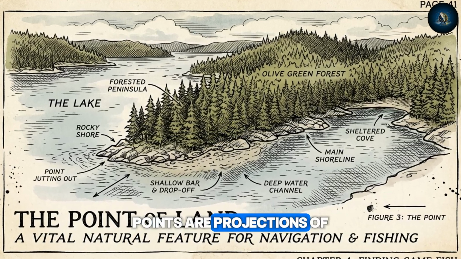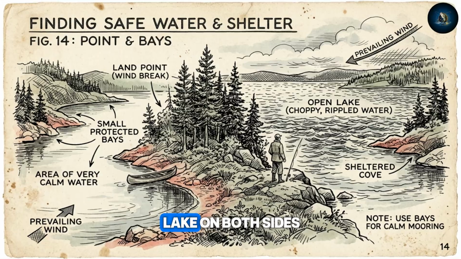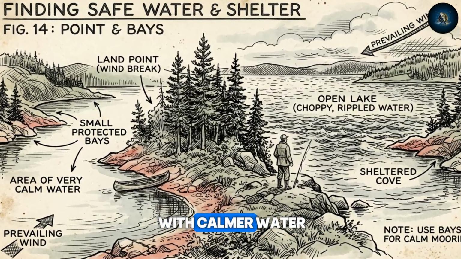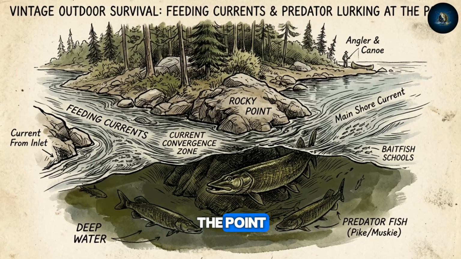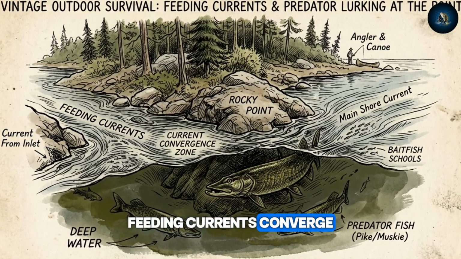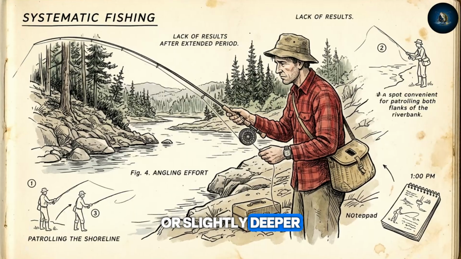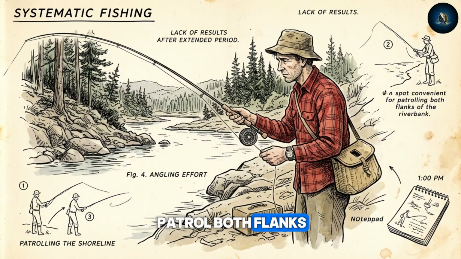Points are projections of the shore that jut into the lake. On both sides of the point, small bays form, places with calmer water. From both sides of the point, feeding currents converge. Predators often hold right at the tip of the point or slightly deeper. It's convenient there to patrol both flanks.